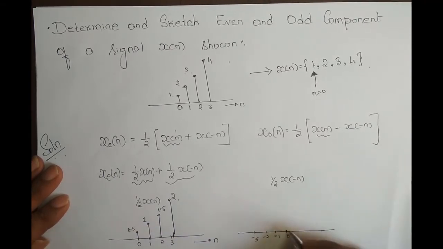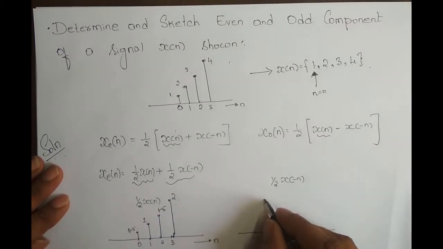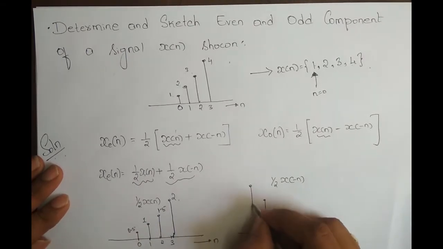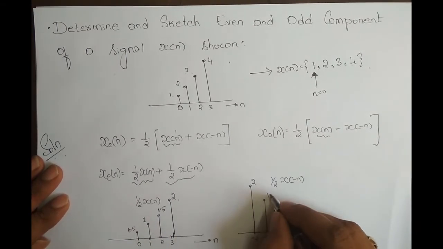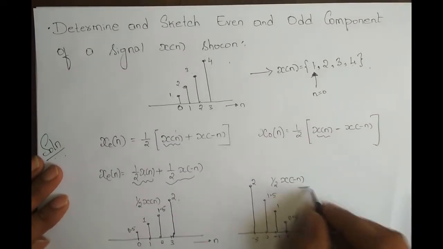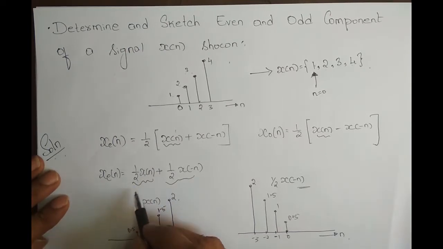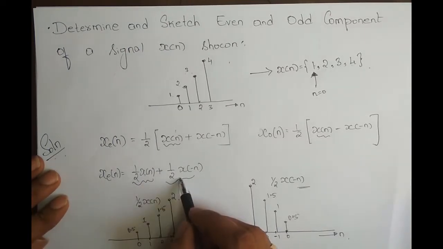At n equal to 0, it remains 0.5. At n equal to minus 1, it is 1. At n equal to minus 2, it is 1.5. At n equal to minus 3, it is 2. So 2, 1.5, 1.5. So this is n. So this is our half of x of minus n sequence. Okay. So we got half of x of n, we got half of x of minus n.